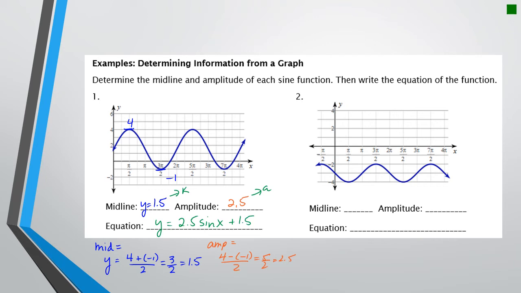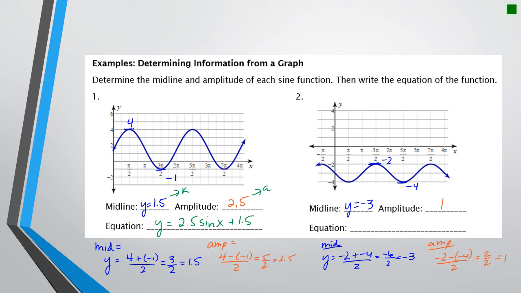All right, next graph here. For our midline, we need to find our highest and lowest y values. So I have -2 and then -4. Those are my extremes. So for the midline, we would have y equals -2 plus -4 over 2, which is -6 over 2 or -3. So our midline is y equals -3. And then for amplitude, almost the same thing. We're going to have -2 minus -4 over 2, which is 2 over 2 or 1. So our amplitude is 1.